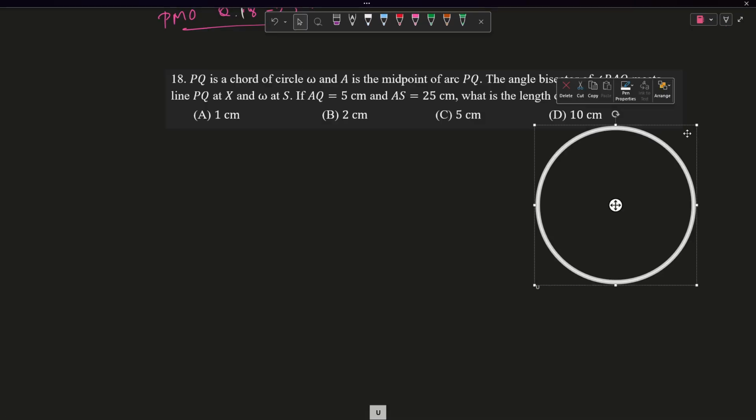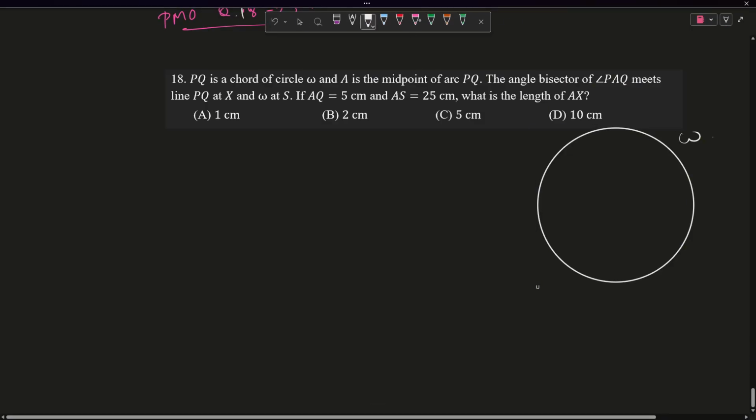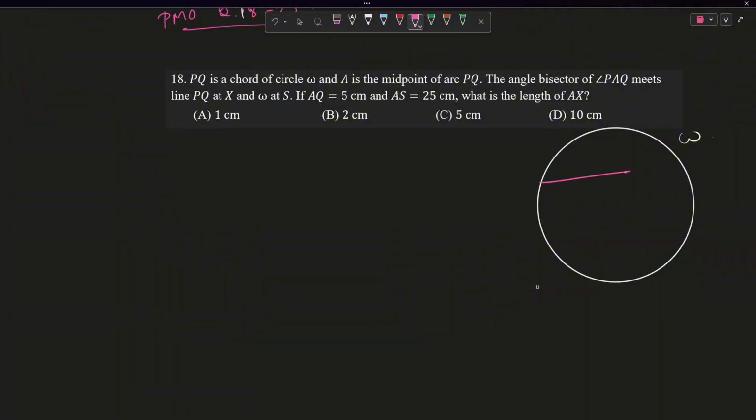So this is our circle omega. Chord PQ, and A is the midpoint of our PQ. So let's combine here, then these two are equal, so these are also equal. And then the bisector of angle PAQ will be this.